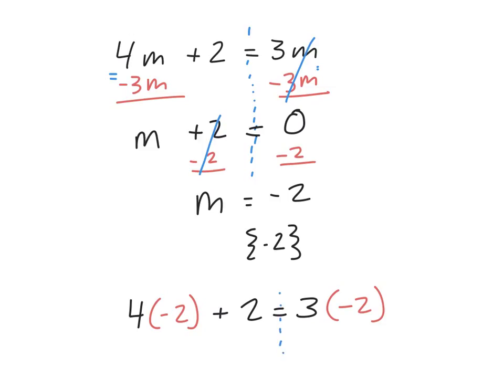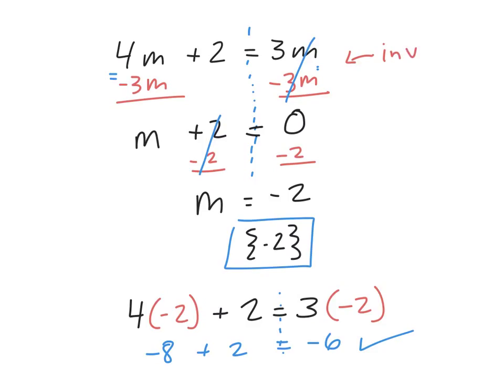On this side, it's 3 times negative 2, which is negative 6. On this side, it's 4 times negative 2, negative 8, plus 2, and yes, sure enough, that does check out. Negative 8 plus 2 is negative 6. So this solution that we found is the correct one. Again, we started with an inverse operation to get the variable terms all together isolated on the left-hand side.